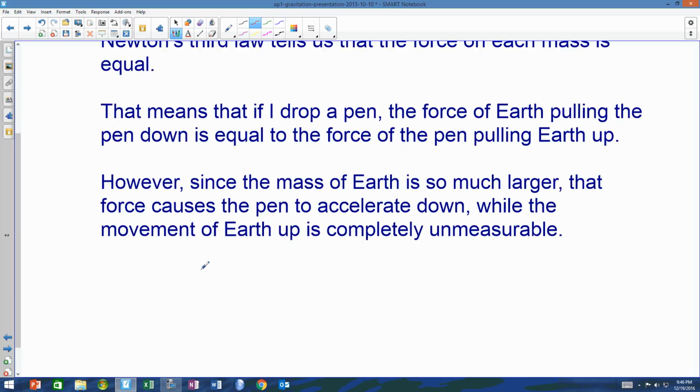So basically what we're looking at is the mass of the earth and its acceleration is equal to the mass of the pen times its acceleration. Okay, so the two forces are equal, but notice that the acceleration of each object is going to be different based on the fact that the masses are not the same.